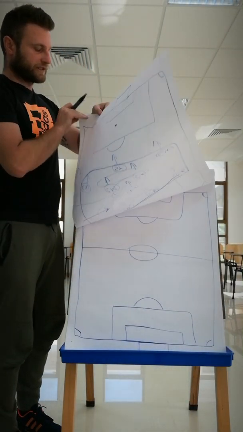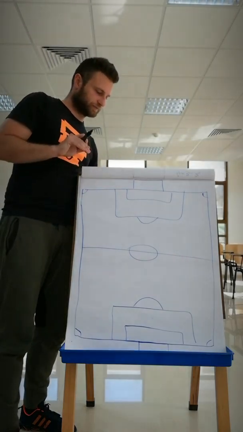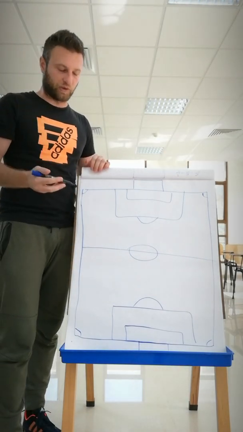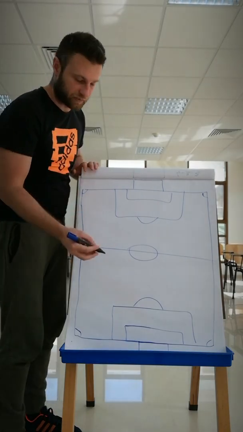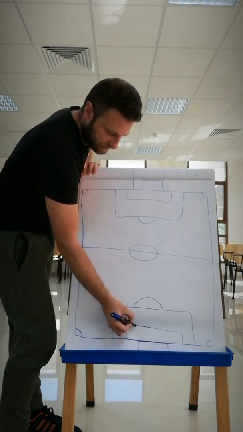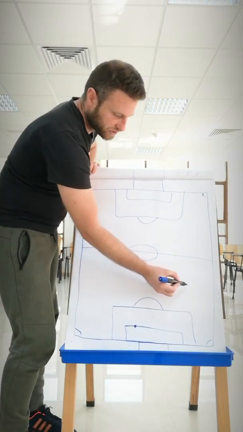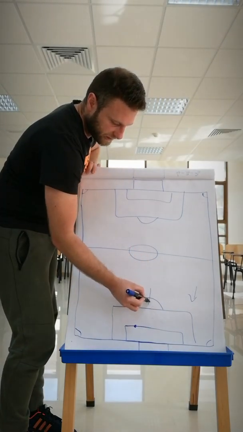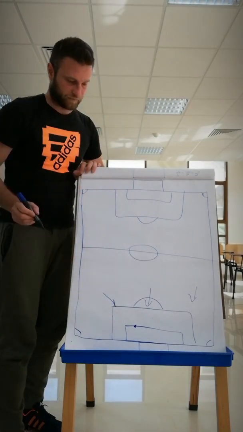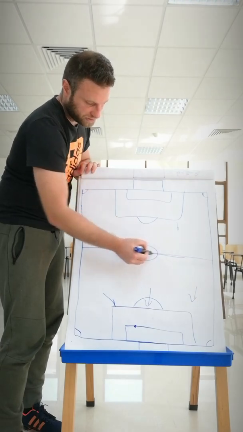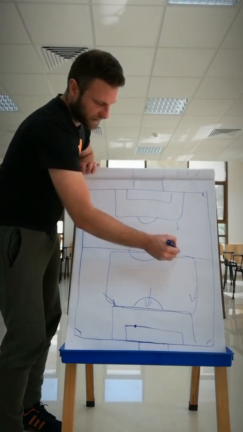The same thing happens if we go, for example, into high press. High press means that the other team has the ball here and we are trying to press them really high. So our strikers are gonna go really high. Okay? So our defenders need to follow. So the whole team needs to set up like this. No holes.